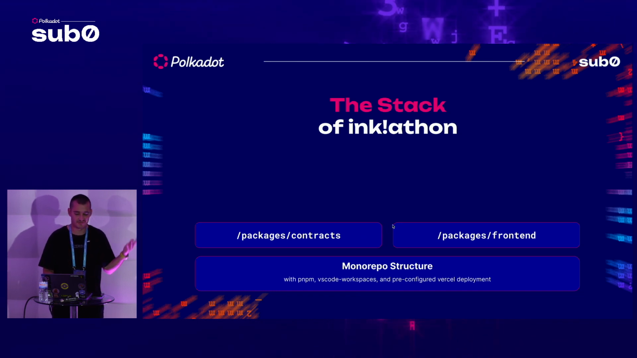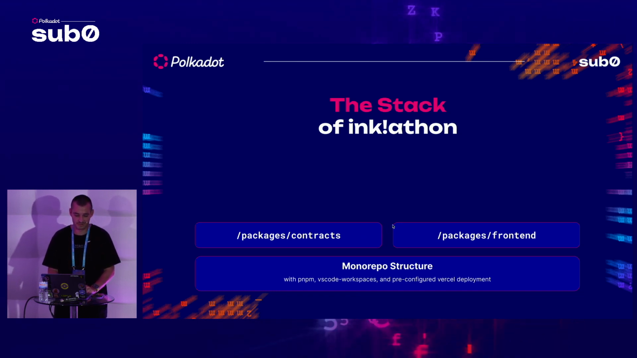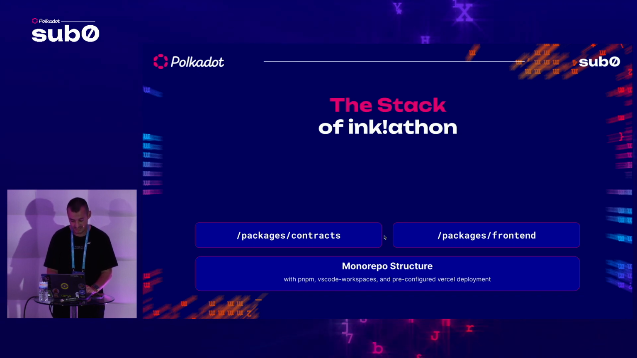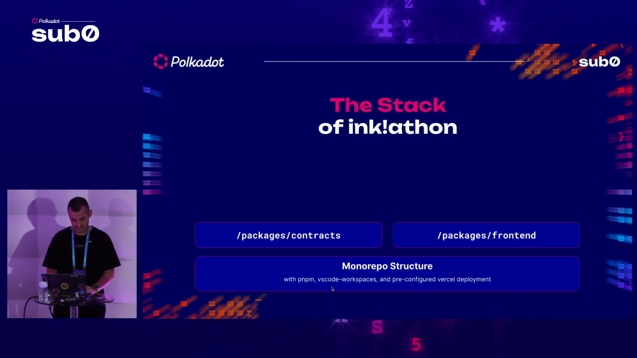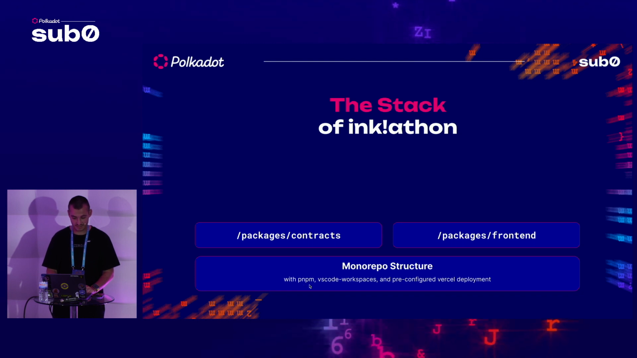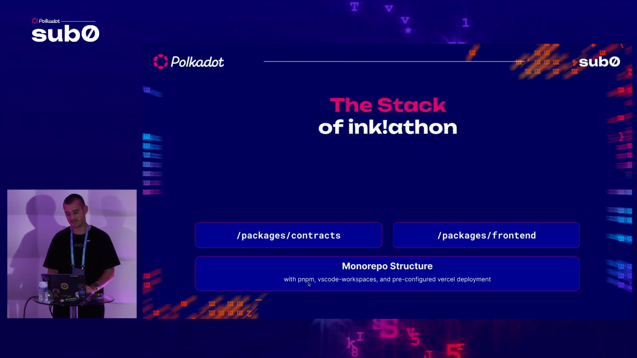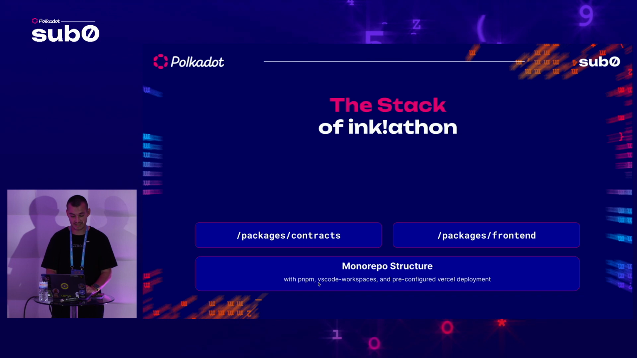You can of course, if you like, split this into 2 repositories. That doesn't really matter. It's just my preference. It uses PNPM under the hood, which is very well suited for monorepos, but you can also swap it out with Yarn or whatever you like.